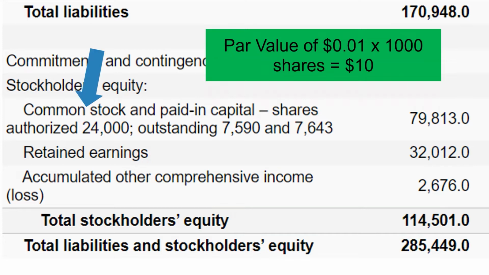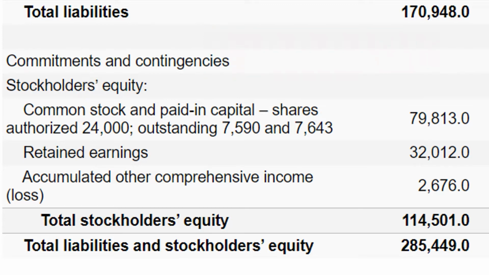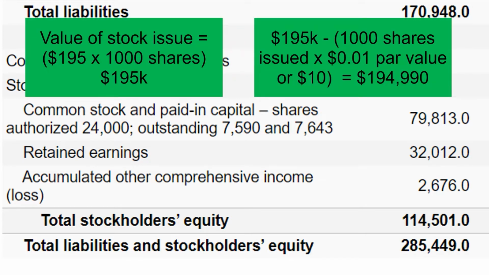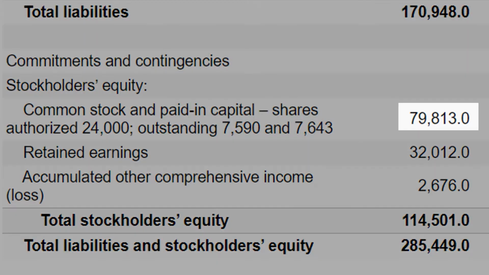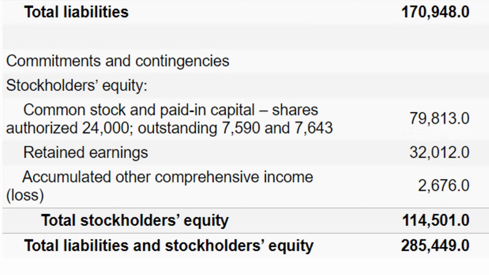$10 is going to go to common stock because that is the amount of par value times the number of shares issued. And the remaining $194,990 is going to go to paid-in capital or capital surplus. In this case, Microsoft lumps them all together on the balance sheet, and you see that one value of just over $79.8 billion. Next is retained earnings.